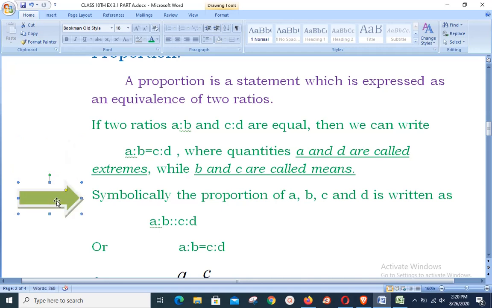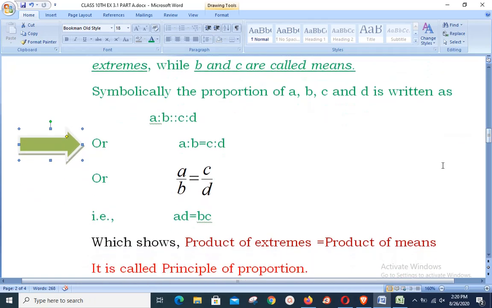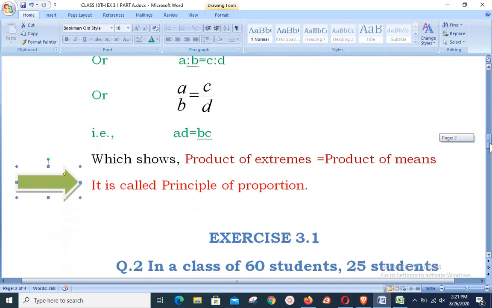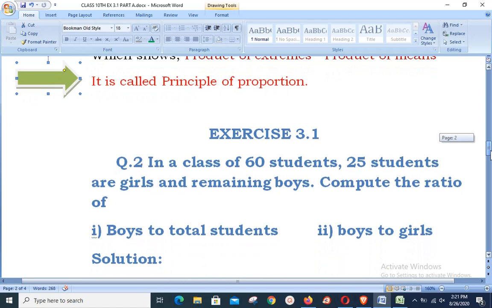Symbolically, the proportion of A, B, C and D is written as A ratio B proportion C ratio D, or we may use A ratio B is equal to C ratio D, or in the fraction form A over B is equal to C over D. Now making cross multiplication, D with A and B with C, we have AD is equal to BC, which shows clearly that the product of extremes is equal to the product of means, and this is also called the principle of proportion. Hope you are understanding the basics of definitions.